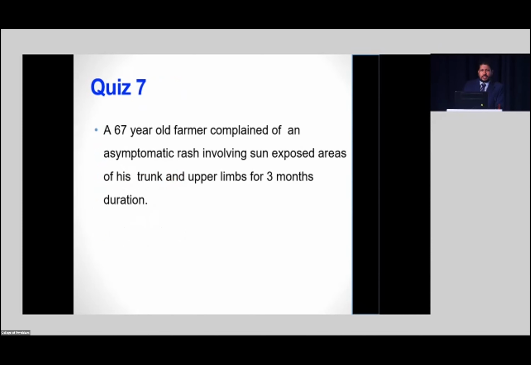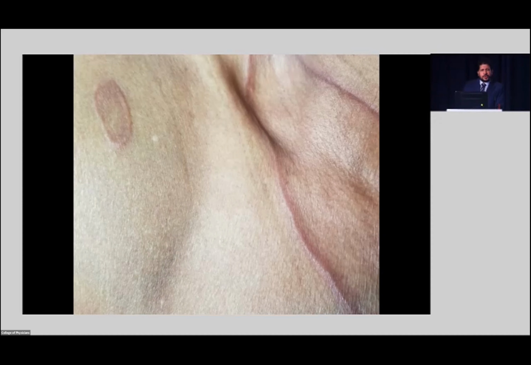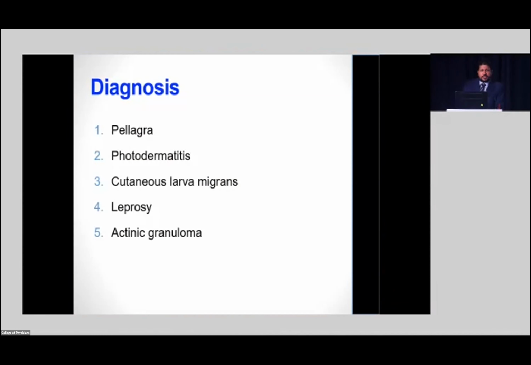So next we have a 67-year-old farmer who presented with this rash. It was mainly on the sun-exposed areas of his trunk. If you look at a close-up, you'll see most of the skin is normal except for this annular cord-like structure. And he was otherwise well. So what do you think is the diagnosis? This is hard, but nevertheless, pick a guess. Please vote.